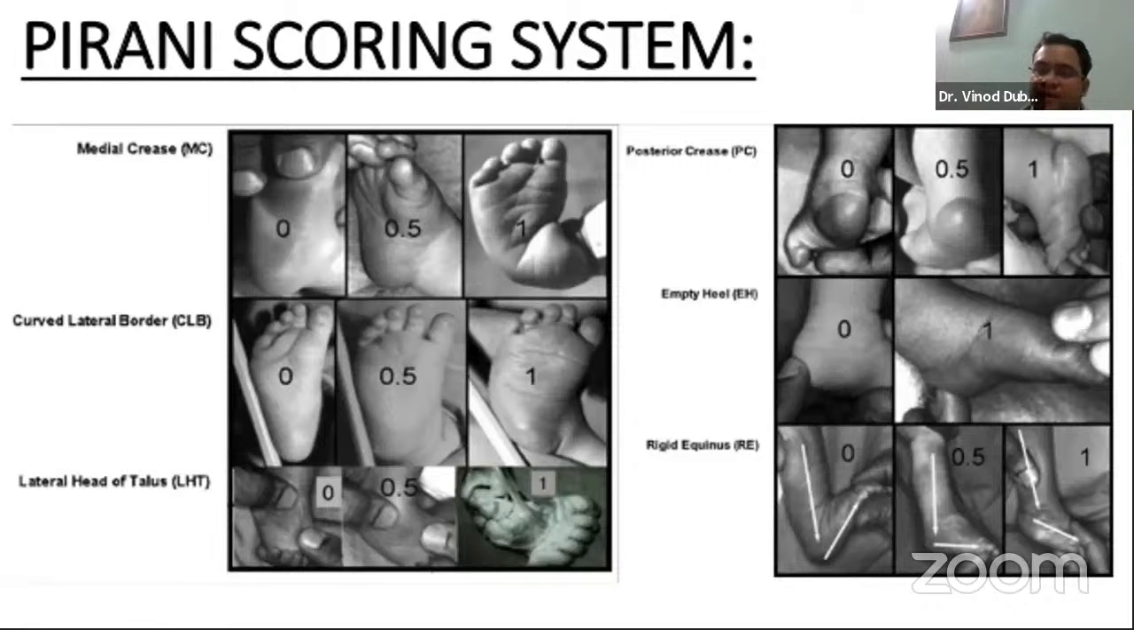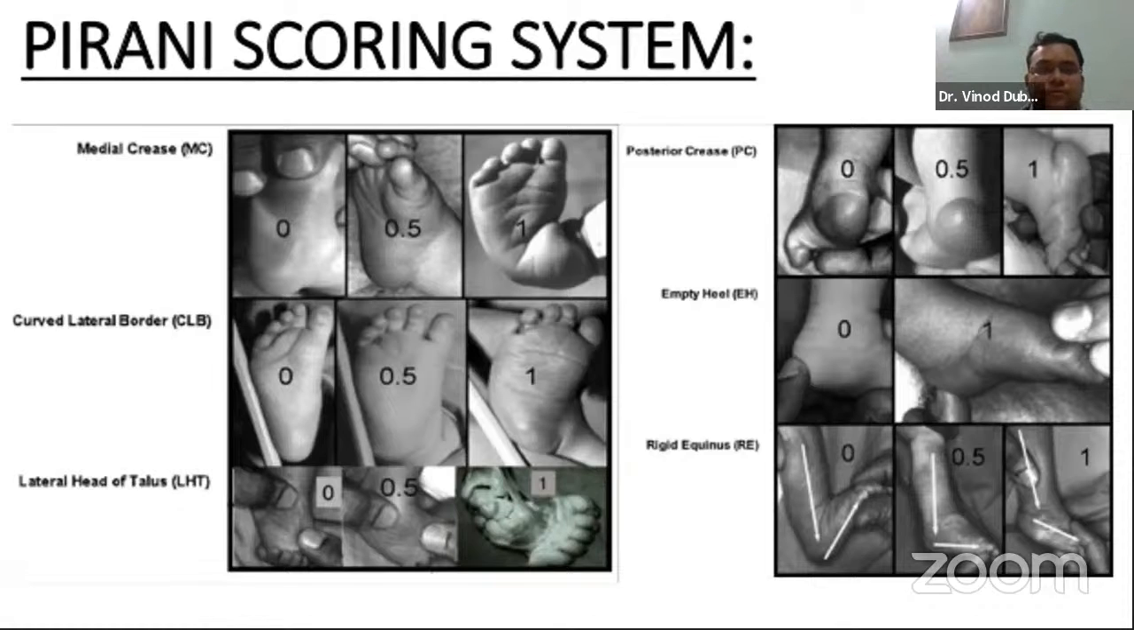or if you feel, it is 1. So there is no 0.5 or partial empty heel sign. It is felt or it is not felt. And then you have equinus. Equinus, if it is beyond neutral, it is 0, and if it is at neutral, 0.5, and if it is less than neutral, it is 1.